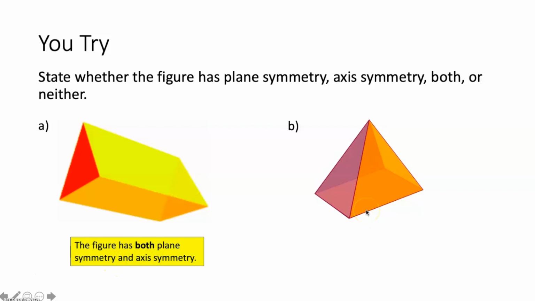Here, does this have plane symmetry? Is there somewhere where I could chop it down the middle? It'd be the same on both sides? Yeah, you could chop it down the middle like this, or you could chop it down the middle like this, and you would get the exact same shape on both sides, so it has plane symmetry.